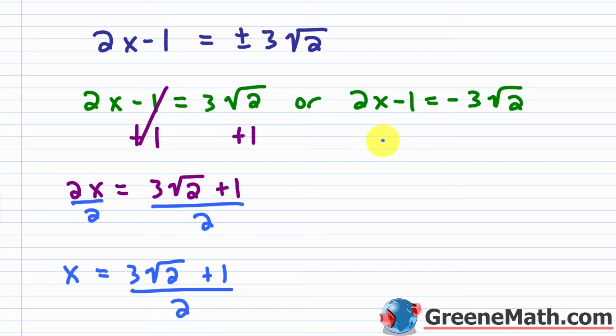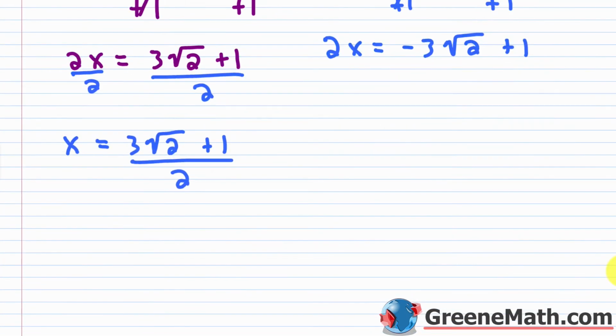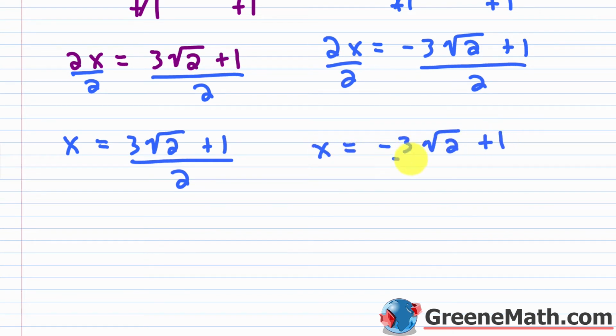So over here, if I add 1 to each side, this cancels. I'm going to have that 2x is equal to negative 3 times square root of 2 plus 1. Then what I can do is divide both sides of the equation by 2, and I get that x is equal to negative 3 times square root of 2 plus 1 over 2.